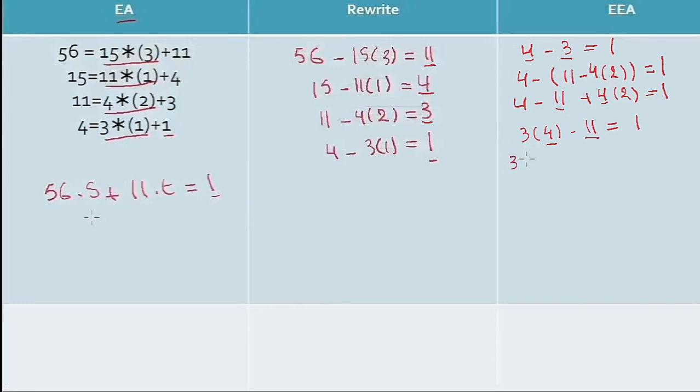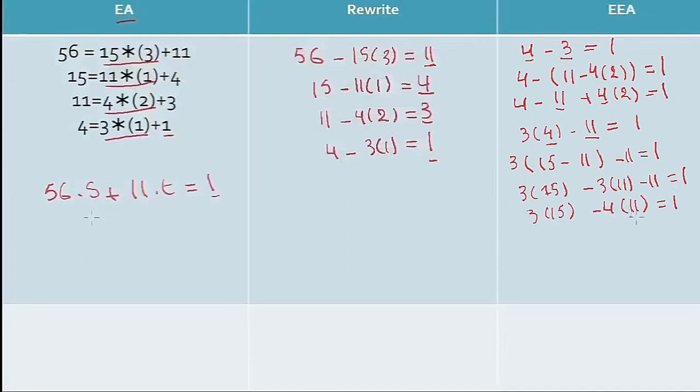We substitute the 4, so we say 3 times 15 minus 11 is equal to 1. Now 3 times 15, let's simplify this. Minus 3 11s, minus 11 is equal to 1. As we said, we care about this 11. So we say 3 times 15 minus 4 11s is equal to 1.